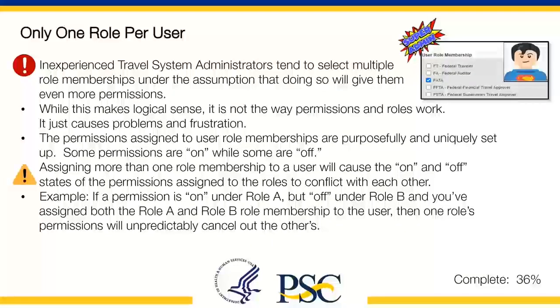The permissions assigned to user role memberships are purposefully and uniquely set up. Some permissions are on while some are off. Assigning more than one role membership to a user will cause the on and off states of the permissions assigned to the roles to conflict with each other. Example, if a permission is on under role A, but off under role B and you've assigned both role A and role B role membership to the user, then one role's permissions will unpredictably cancel out the others.